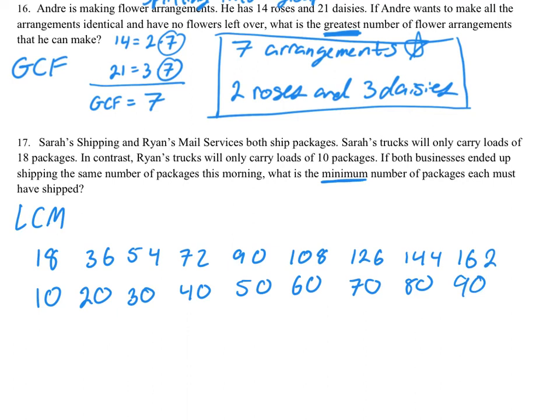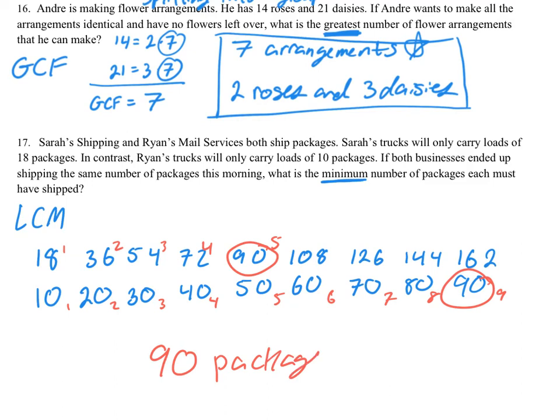Once I hit 90, I can see that we overlap right there. At that point, they have shipped the same number of packages. So how many trips did it take Sarah? It took Sarah 1, 2, 3, 4, 5 shipments to get to 90 packages. It took Ryan 1, 2, 3, 4, 5, 6, 7, 8, 9 shipments. But if they shipped the same number of packages, the smallest possible option would be for them to have shipped 90 packages. It just took them a different number of trips.